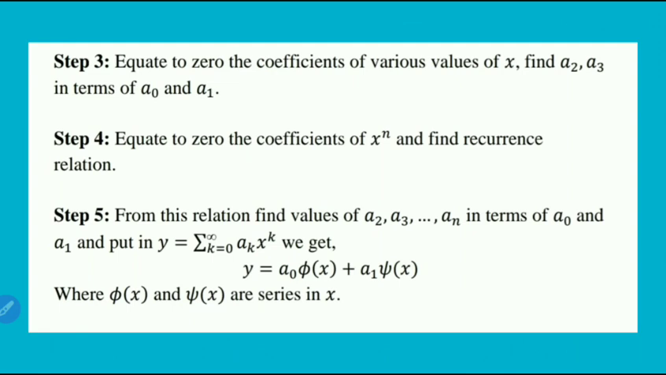Once you get all the values of the constants in terms of a0 and a1, substitute them back in equation 1 which we have considered as a solution, and that will give us the final solution of the given differential equation in terms of a power series. And this procedure we follow only when x equal to 0 is an ordinary point.